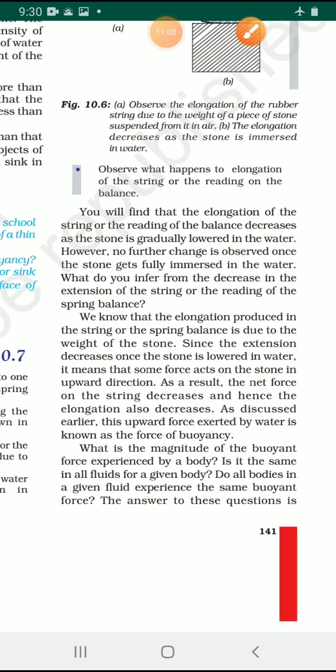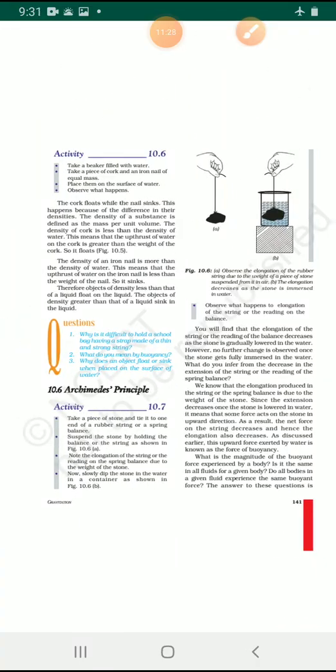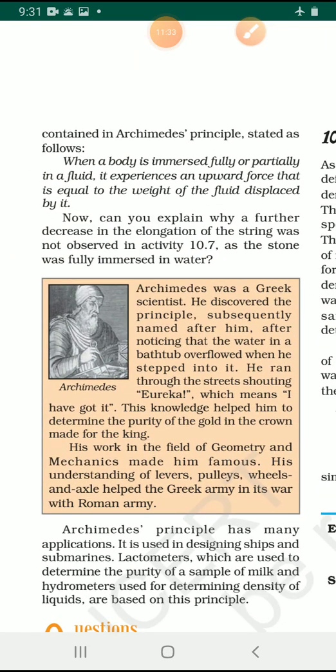What is the magnitude of the buoyant force experienced by a body? Buoyancy is nothing but a buoyant force, right? Is the magnitude of the buoyant force on a given body the same in all fluids? Do all bodies in given fluids experience the same buoyant force? The answer to this question is contained in the Archimedes principle. Let's try to understand that.